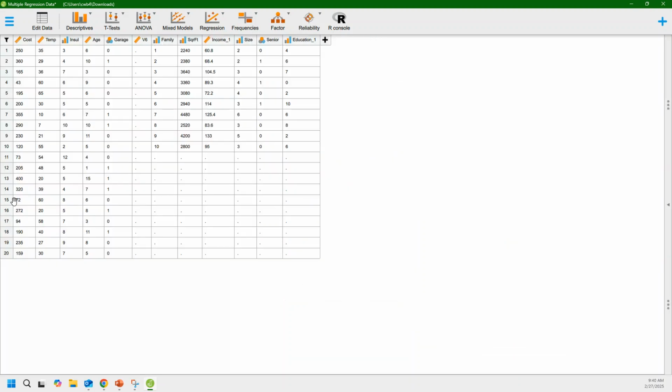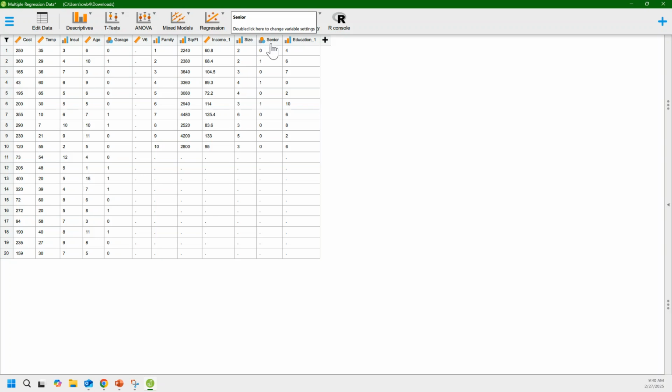Let's look back at the data just so that we can see. So square footage is given in these numbers here. Income is given in thousands. So this person makes 60,800, 68,400, so on and so forth. The size of the family. So there's two people in these homes, 3, 4. We got a family of 6, a family of 5.